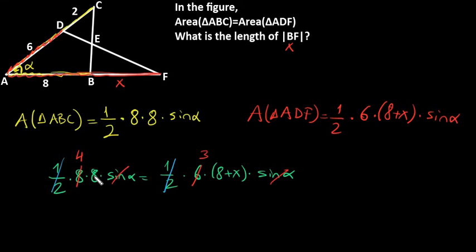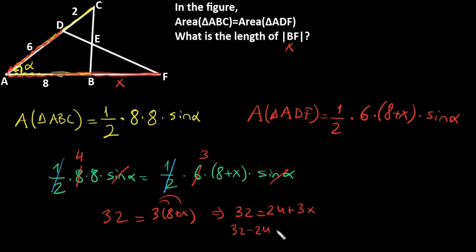On the left I have 4 times 8, which is 32. And on the right I have 3 times 8 plus x. So I'm going to distribute 3 over 8 plus x. So 32 is equal to 3 times 8, which is 24, plus 3x. And take 24 to the left. 32 minus 24 is going to be equal to 3x. So that's going to be 8. 32 minus 24 is 8.